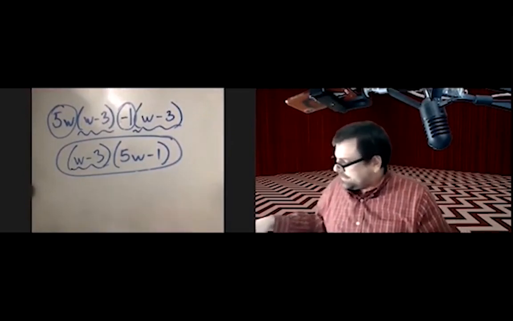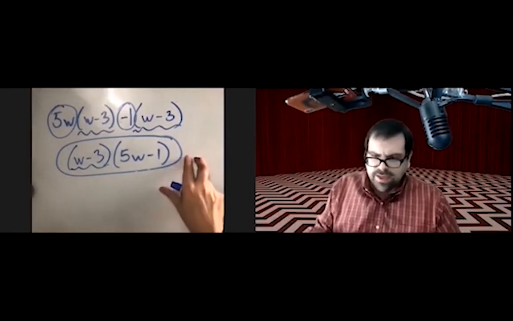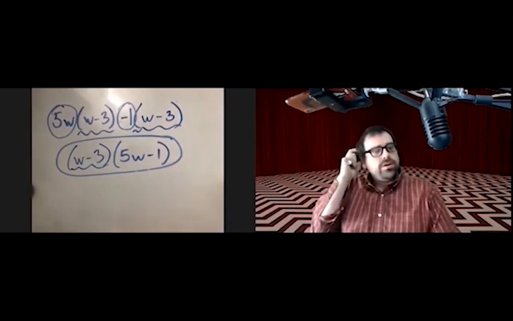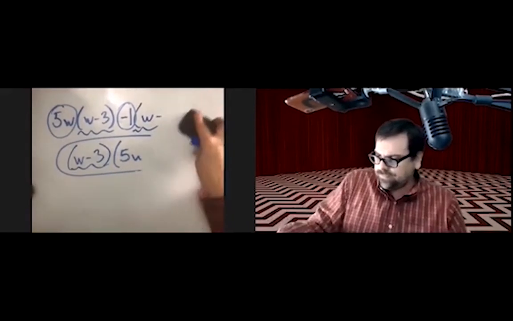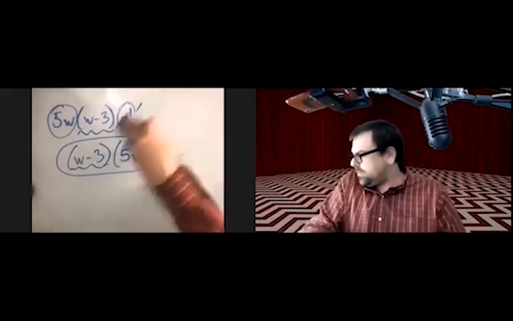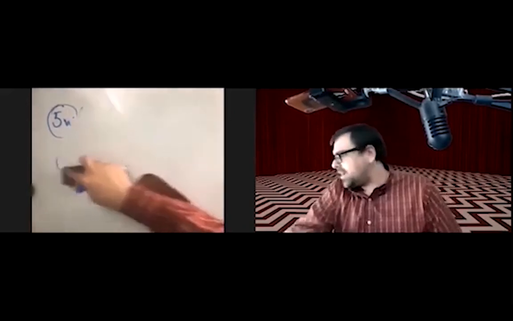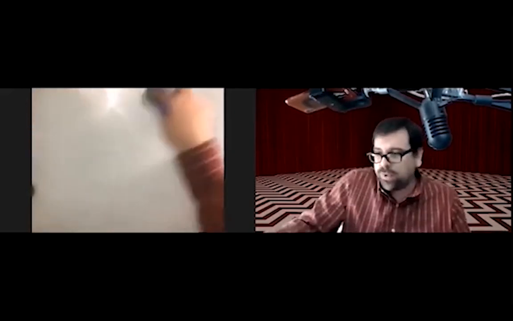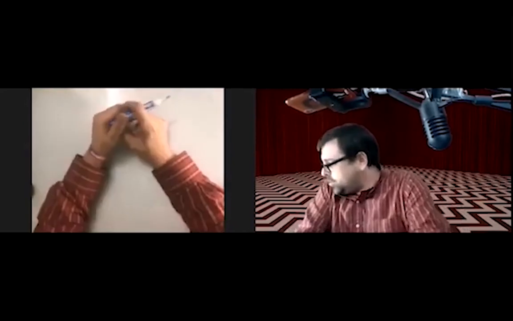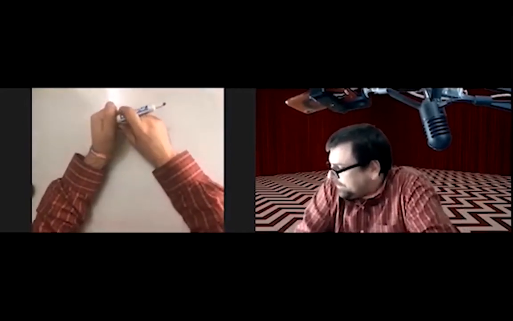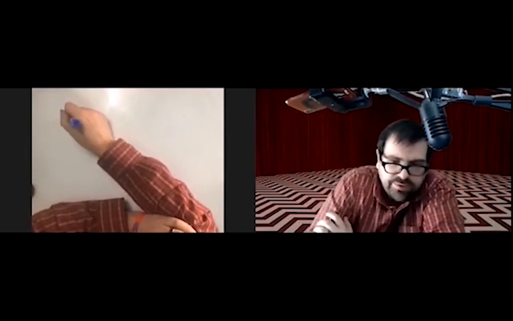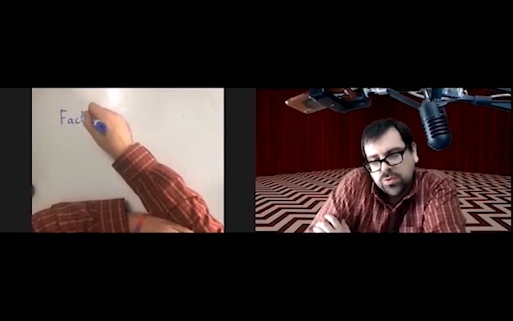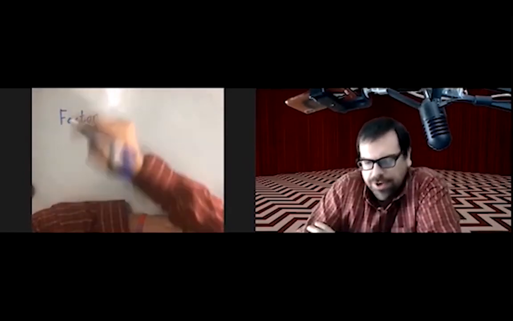This is going to be the basis of something called factoring by grouping. So today we're looking at greatest common factor and factoring by grouping. Before we get fully into the factoring by grouping, let's look at a very specific direction, and then we'll move on.